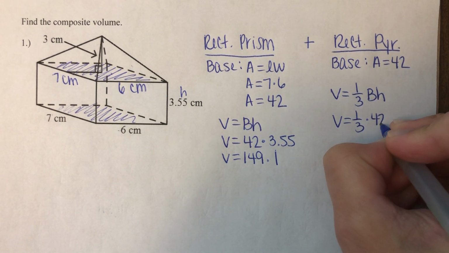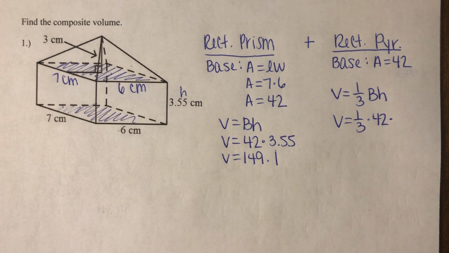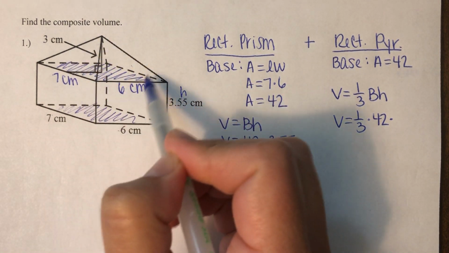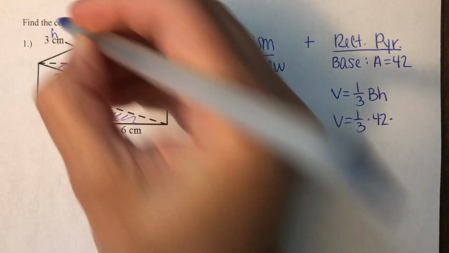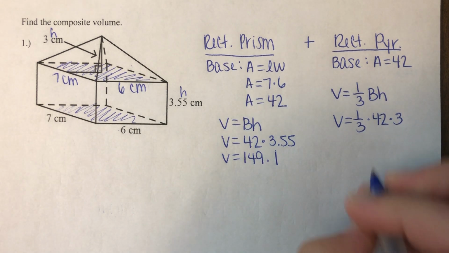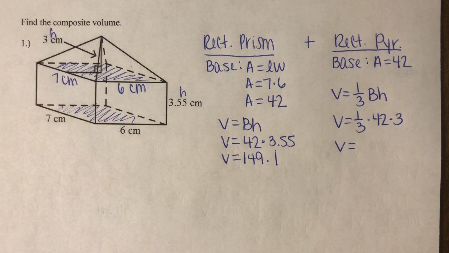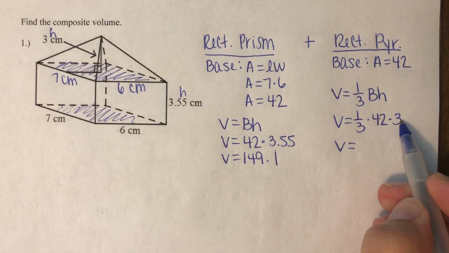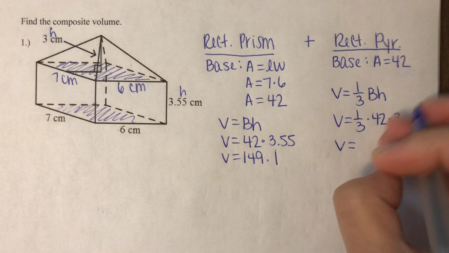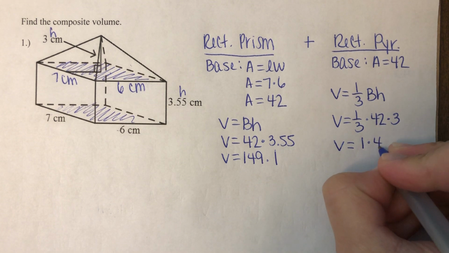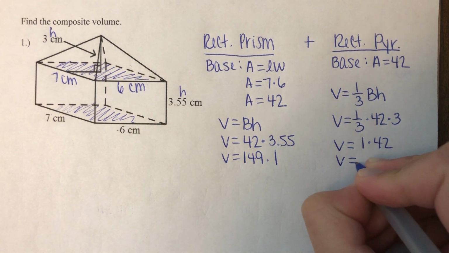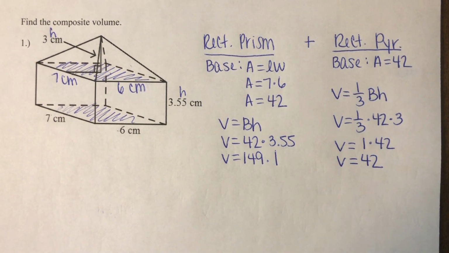That 42 goes in again. Now I need the height of the pyramid, of the item up top. That's the 3. We haven't used that yet. Both of these numbers can be divided by 3, but it's much easier to divide 3 by 3. 1/3 of 3 is just 1. Bring down that 42, and 1 times 42 is 42.